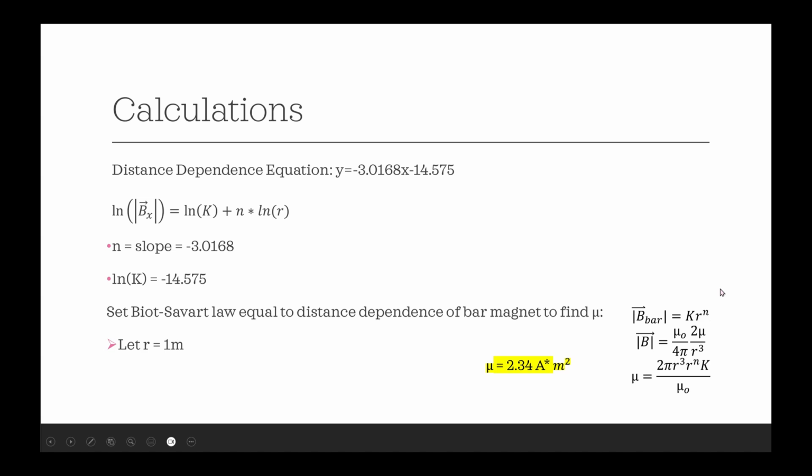The distance dependence equation generated by our Excel spreadsheet is y equals minus 3.0168x minus 14.575. Using the linearization equation we mentioned before, we can deduce that the value of n, this slope, is minus 3.0168, and the value of k, found by raising e to both sides of the ln of k equals minus 14.575 equation, is 4.67905 times 10 to the minus 7. We can then equate the Biot-Savart law to the distance dependence of the bar magnet to find mu, letting r equal 1 meter, and we ultimately found mu to equal 2.34 amperes times meters squared.